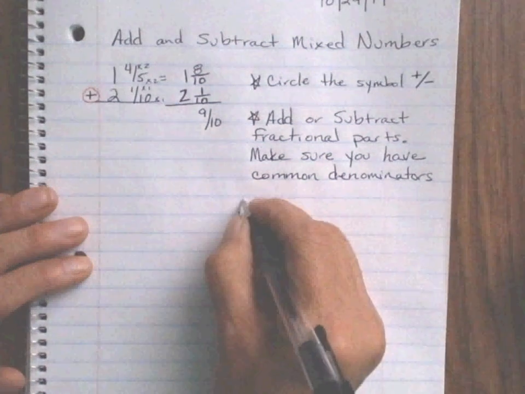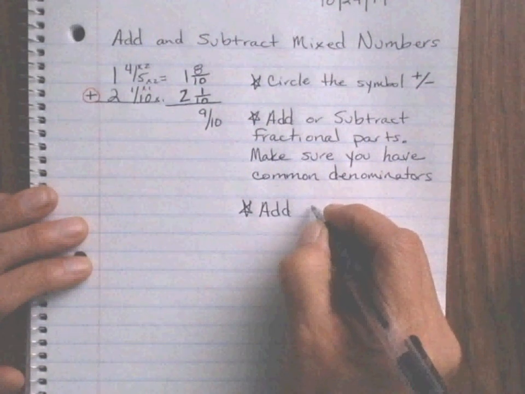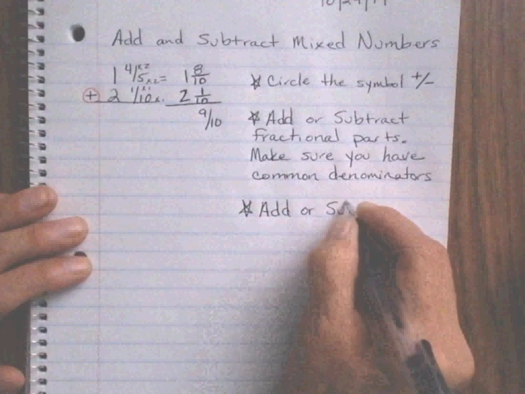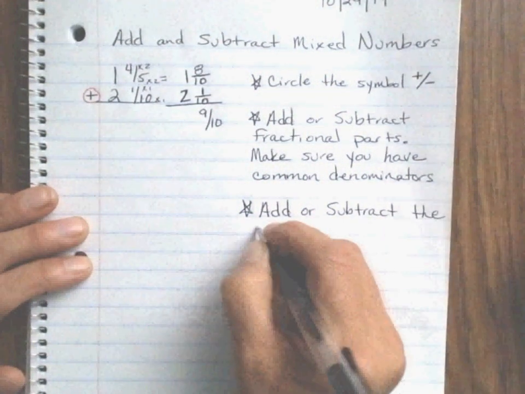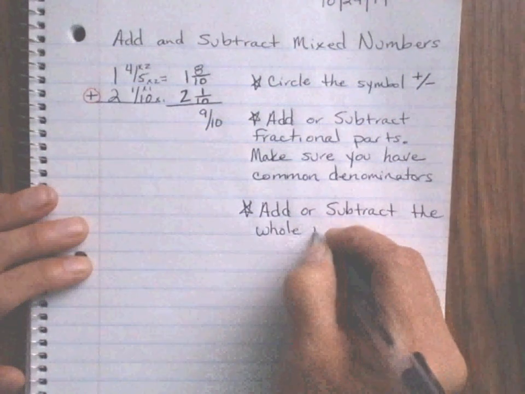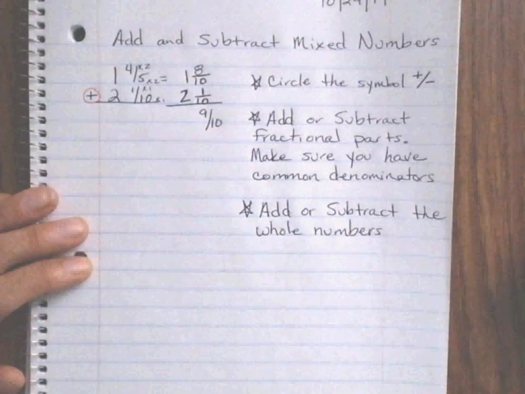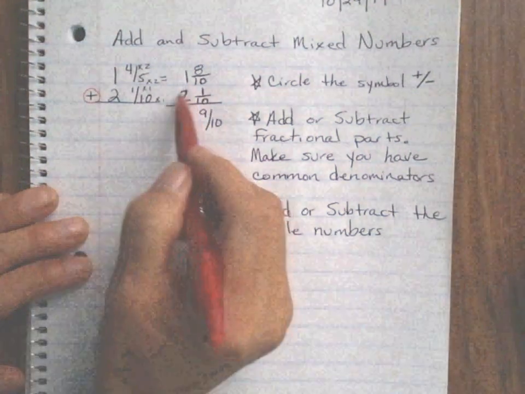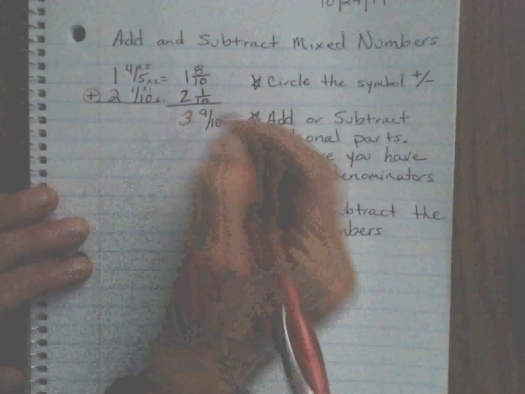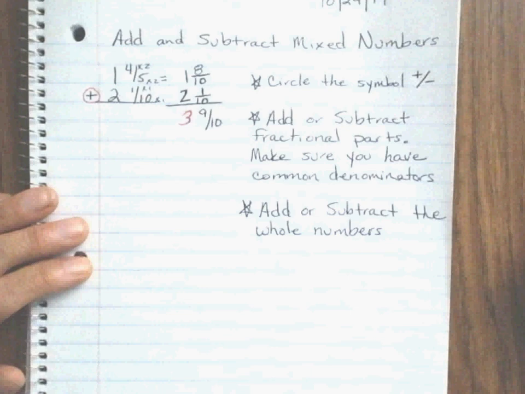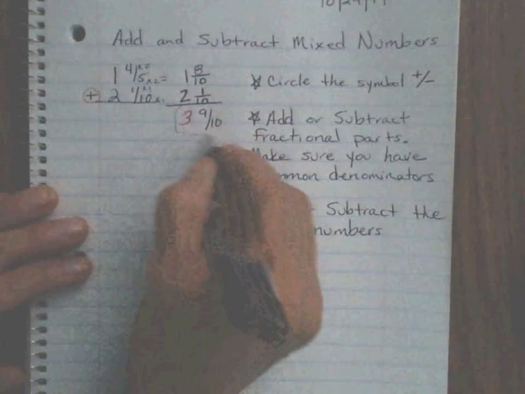Now I'm going to add or subtract the whole numbers. 2 plus 1 is 3. So my answer to this problem is 3 9/10.